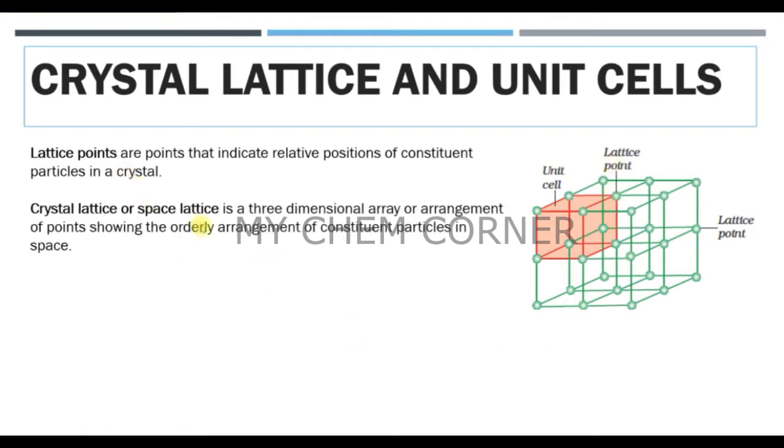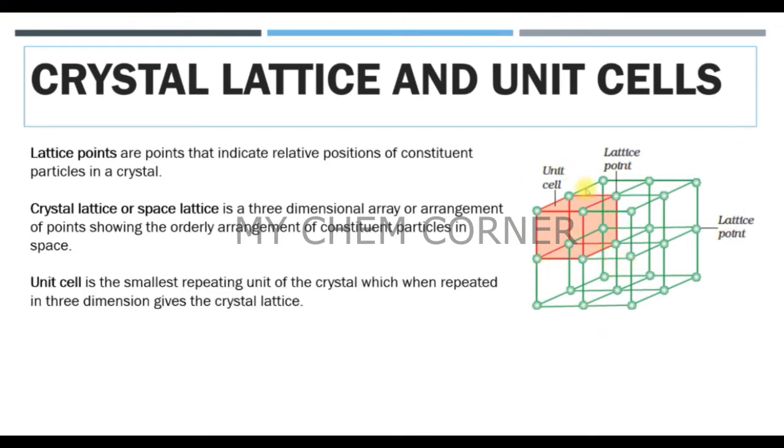Now talking about a crystal lattice or a space lattice. The definition of this is a 3-dimensional arrangement of all these spheres. Basically talking about how these are arranged in a 3-dimensional position and showing a shape. That is nothing but your crystal lattice. And the last definition is the smallest repeating unit of a crystal, which when repeated in 3 dimensions gives a crystal lattice. That is called a unit cell.